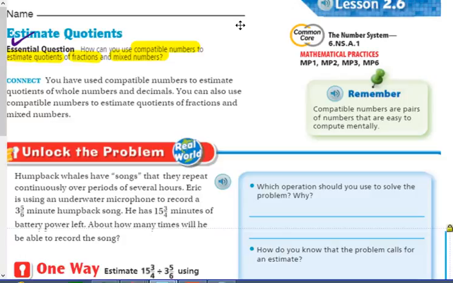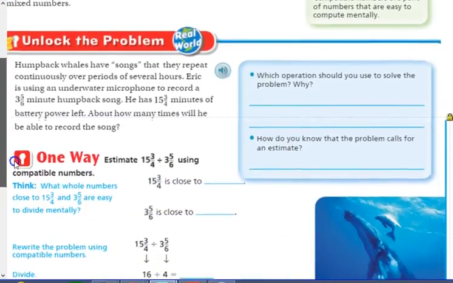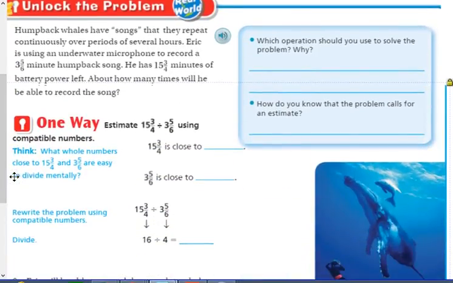All right, let's look at connect. You have used compatible numbers to estimate quotients of whole numbers and decimals. You can also use compatible numbers to estimate quotients of fractions and mixed numbers. All righty, unlock the problem.